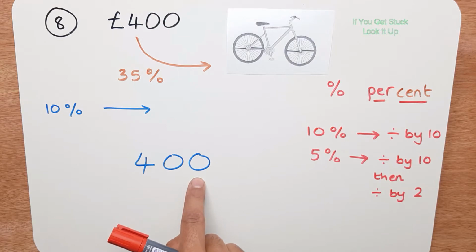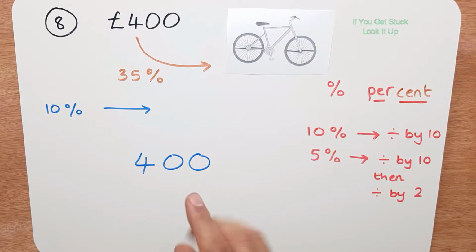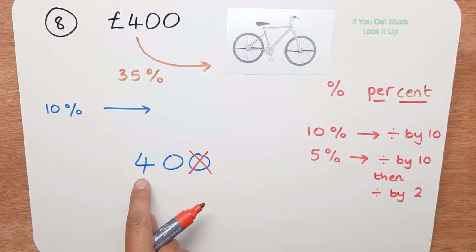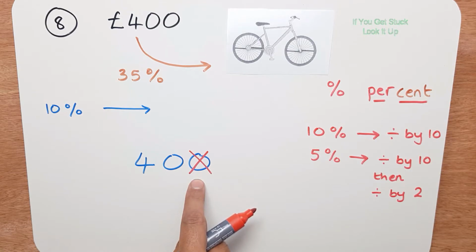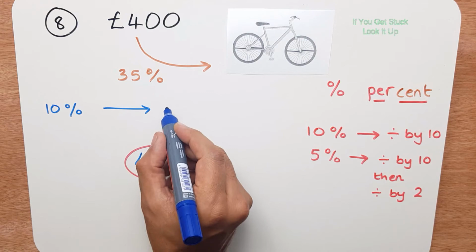This one's quite straightforward because this number 400 ends in a 0. And whenever you divide a number that ends in 0 by 10, you simply cross off the 0. So 400 divided by 10 is 40. So we'll write 40 there.